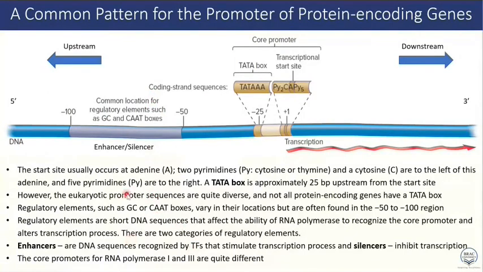Just remember that RNA polymerase 1 is involved in ribosomal RNA synthesis, and RNA polymerase 3 is involved in transfer RNA synthesis. Here it is shown for RNA polymerase 2, which mainly transcribes the mRNA.